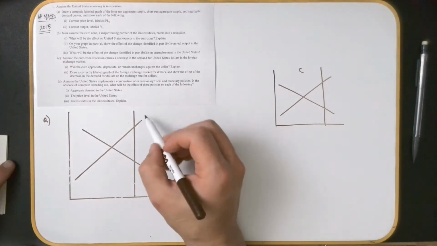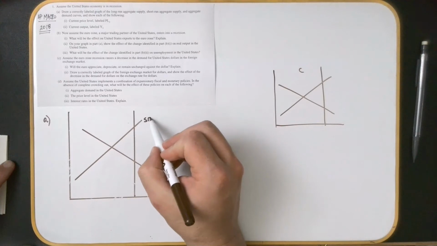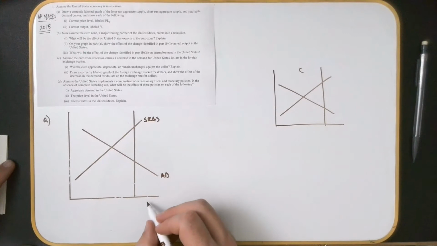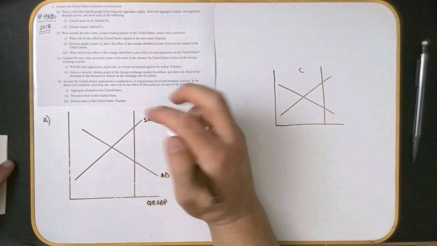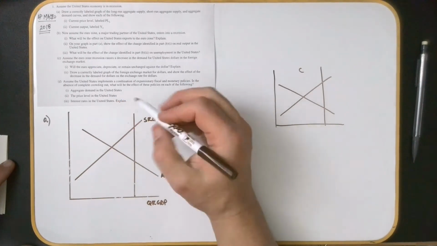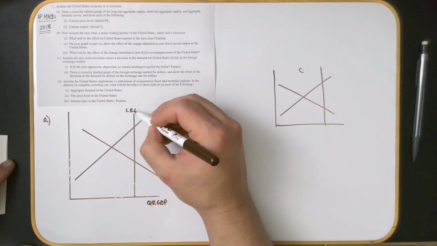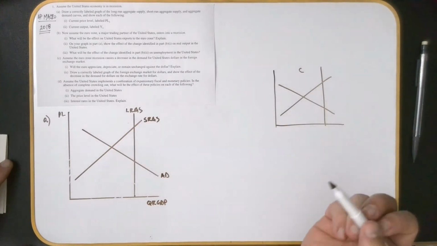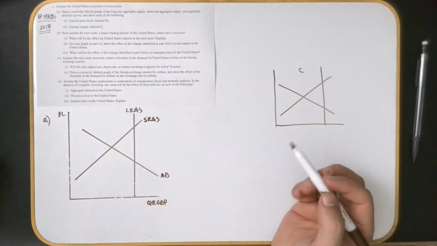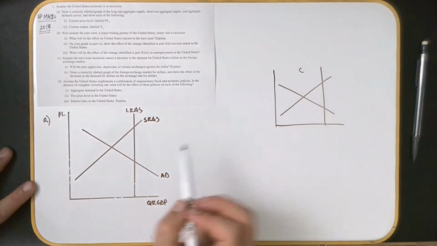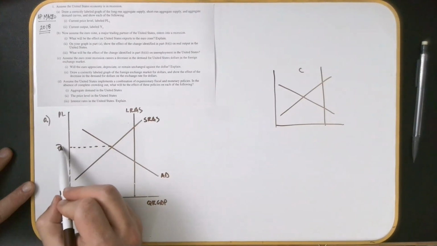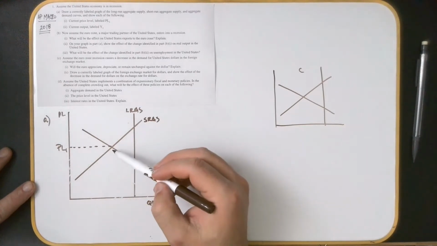Okay, and so we're going to label everything. This is our short-run aggregate supply curve. This is our aggregate demand. This is quantity of real GDP, and that is our LRAS. This is our price level. I think we have everything we need there. And now they want us to label our current price level as PL sub 1, and the quantity as Y.